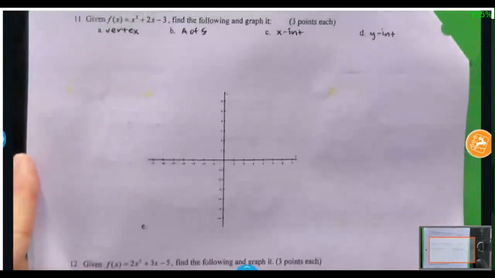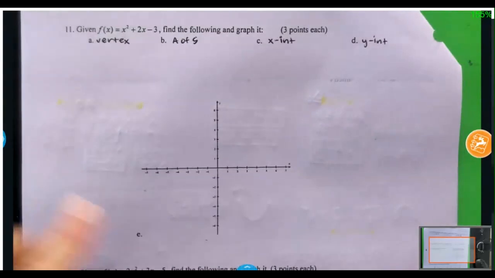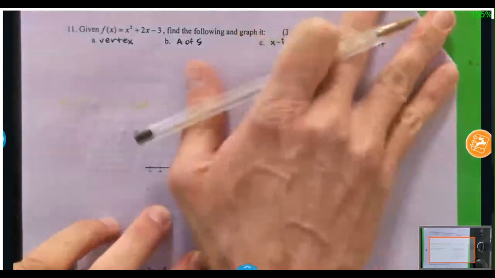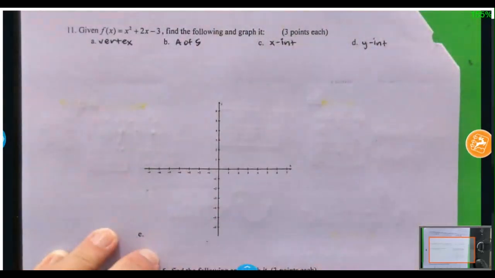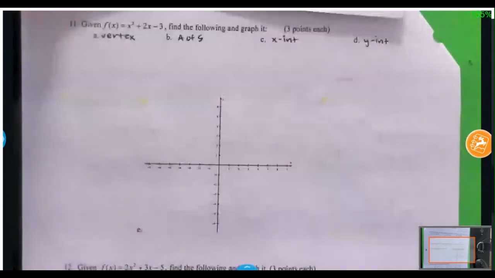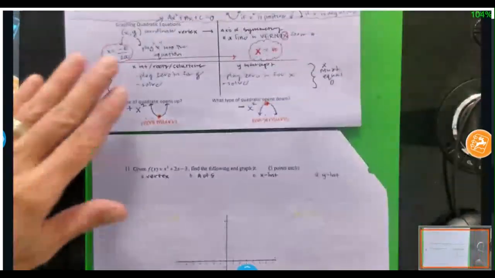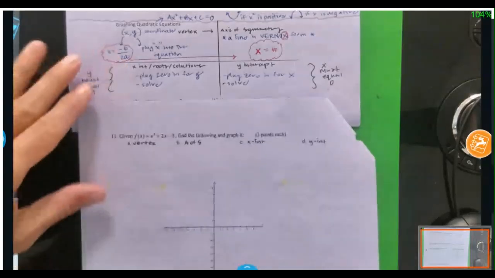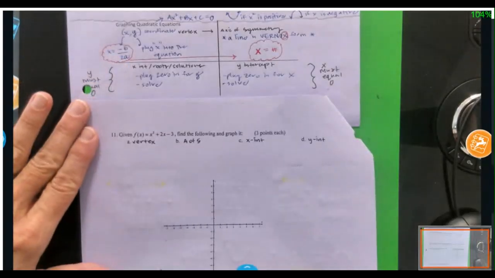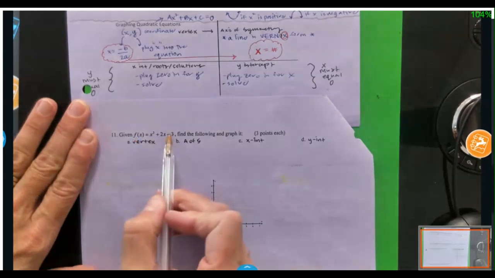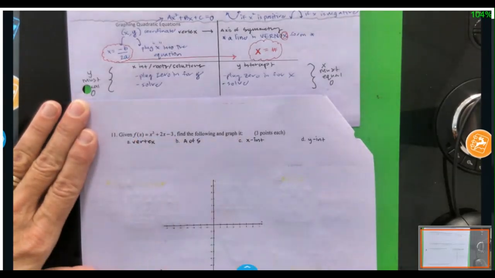All right, let's go to page N, because this is where we start practicing. All right, page N. Let me see if I can get these two things up at the same time. Here are my notes, and this is my practice, and so we're going to do number 11 together. Here's your function, and it says find the following and graph it.